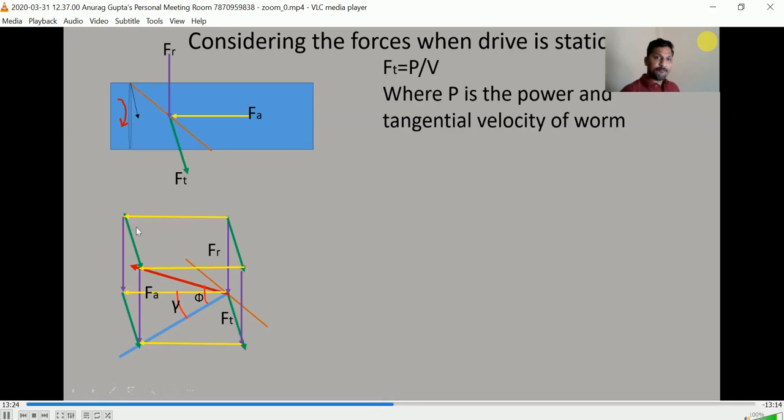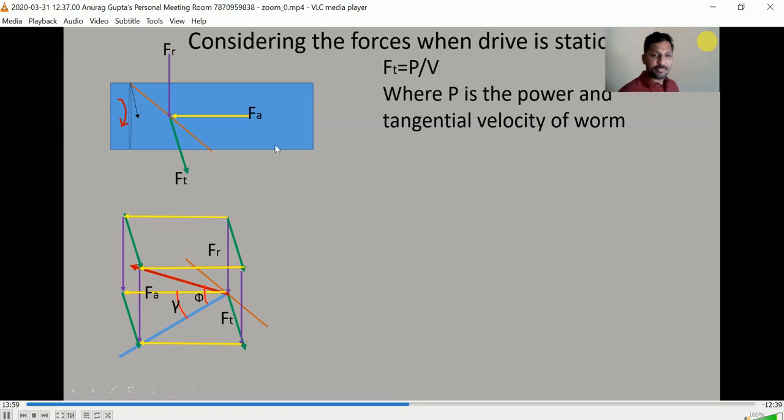So if this is the angle gamma, then that means the line perpendicular to the axis and the line along the pitch helix of the worm is the lead angle. So the perpendicular of those two lines will also make the lead angle gamma.